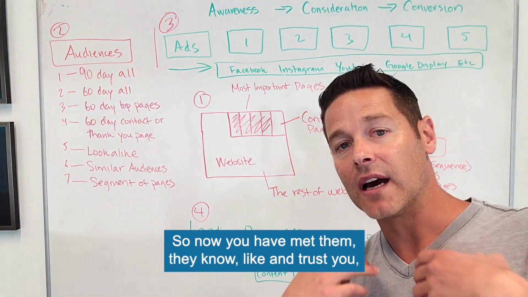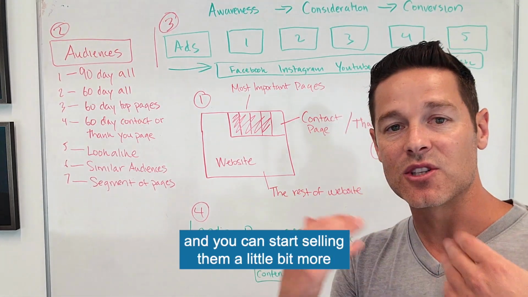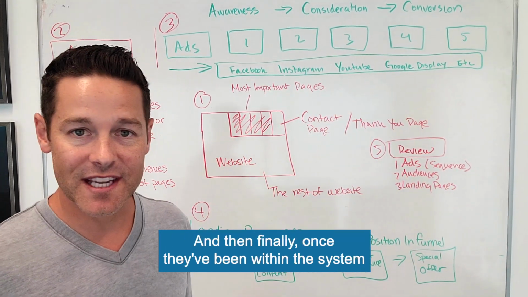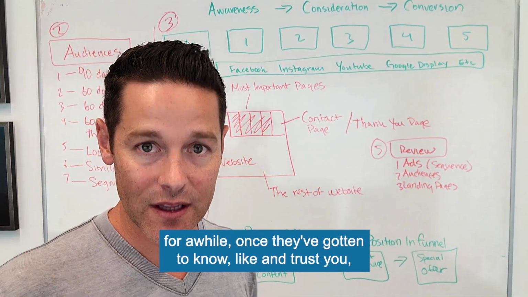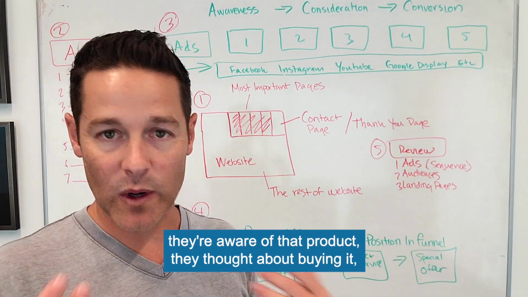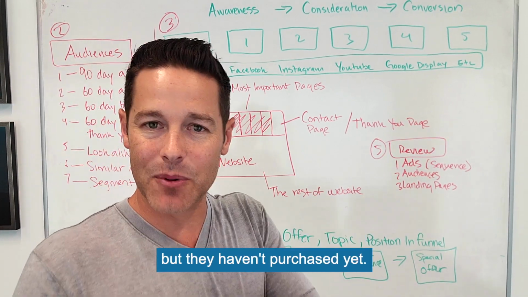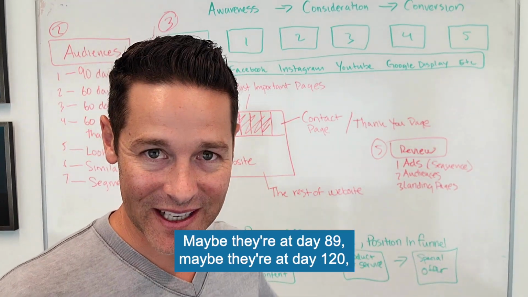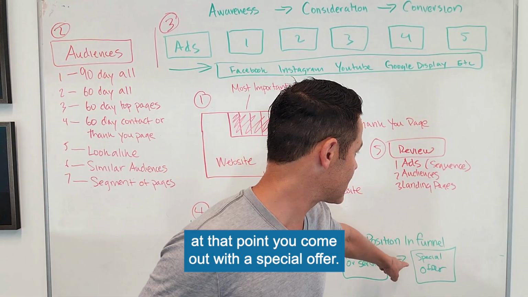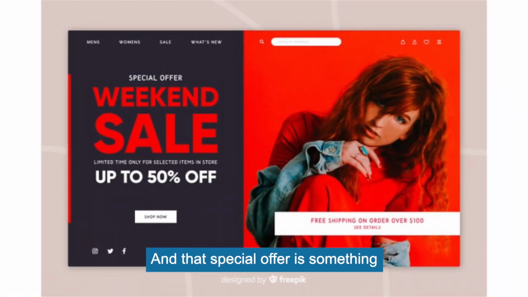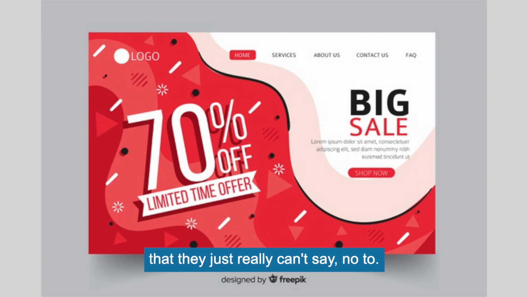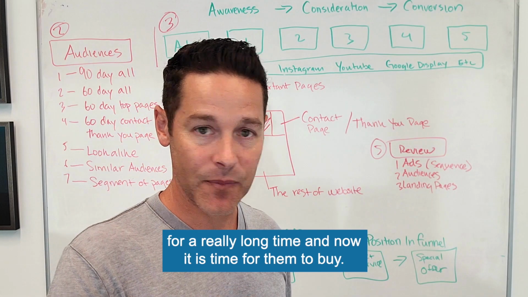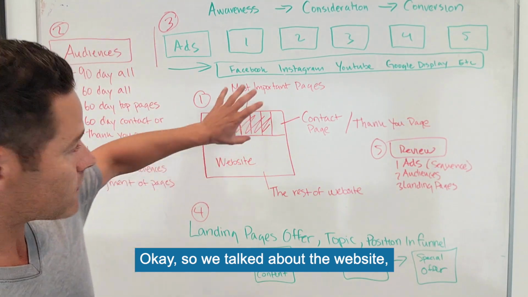So now you have met them, they know, like, and trust you, and you can start selling them a little bit more with a product or service. And then finally, once they've been within the system for a while, once they've gotten to know, like, and trust you, they're aware of the product, they've thought about buying it, but they haven't purchased yet. Maybe they're at day 89, maybe they're at day 120. At that point, you come out with a special offer. And that special offer is something that they just really can't say no to. They've been thinking about the product and service for a really long time, and now it is time for them to buy.